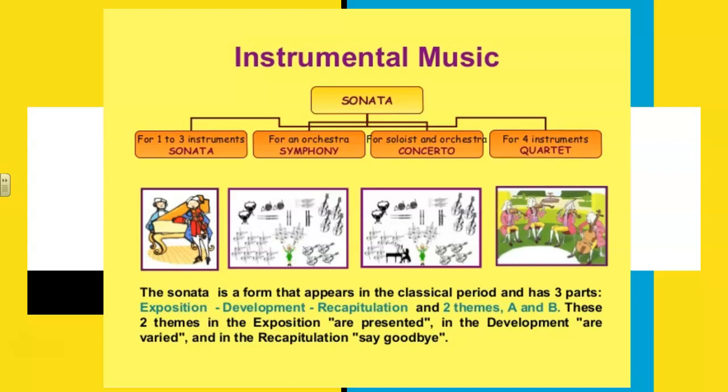A common quartet in the classical era was the string quartet, which was a composition for two violins, a viola, and a cello, usually consisting of four movements in the order of fast, slow, minuet and trio, fast.